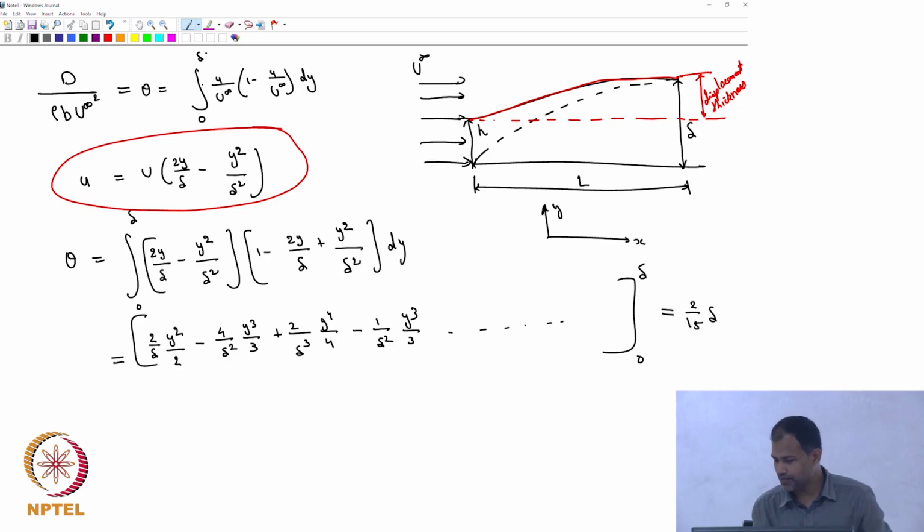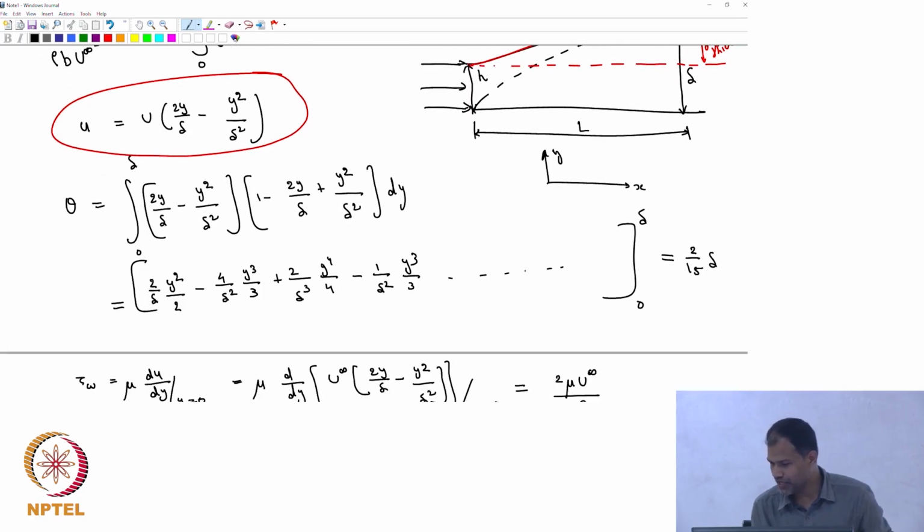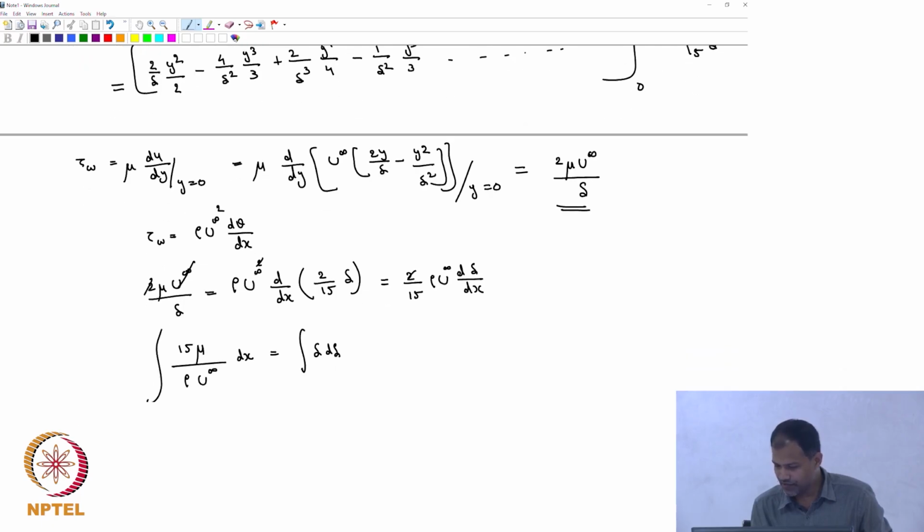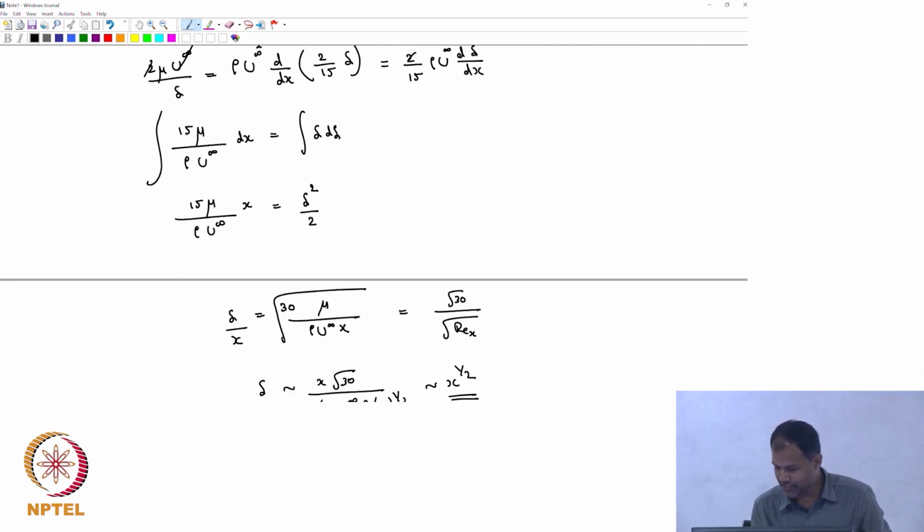Okay, so we understand a little bit about how to approach the boundary layer and the thickness. We will look at a differential approach now.